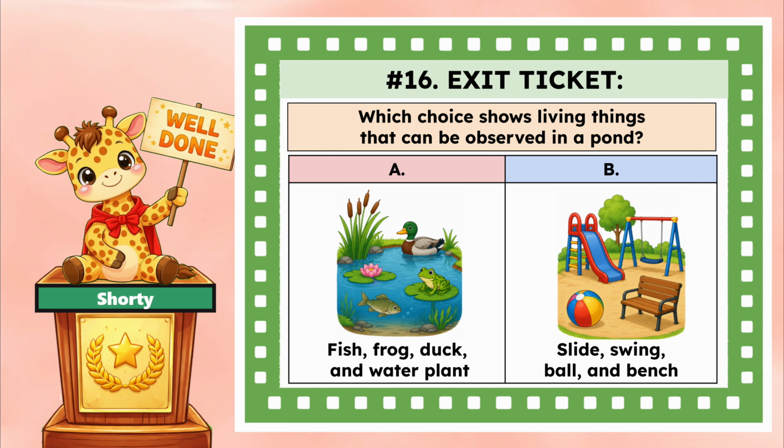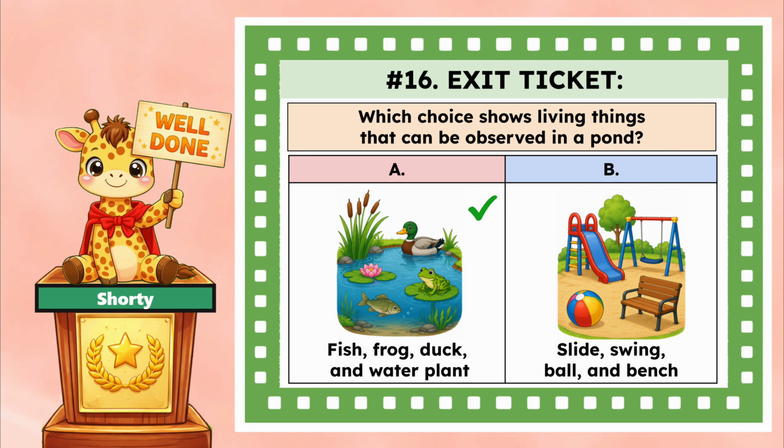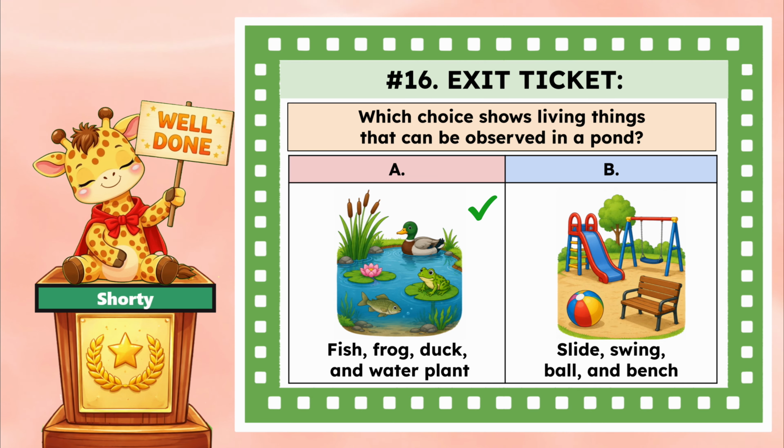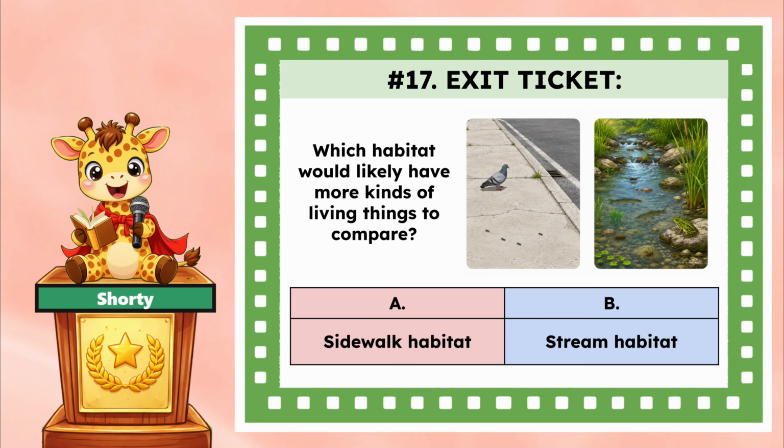And the correct answer is letter A, fish, frog, duck, and water plant. Which habitat would likely have more kinds of living things to compare?